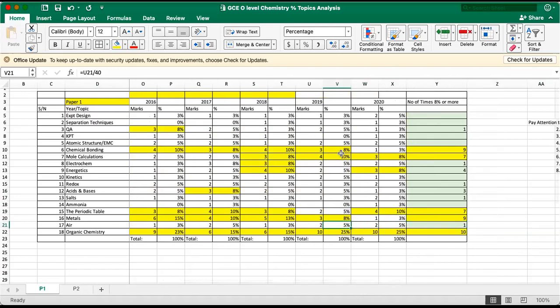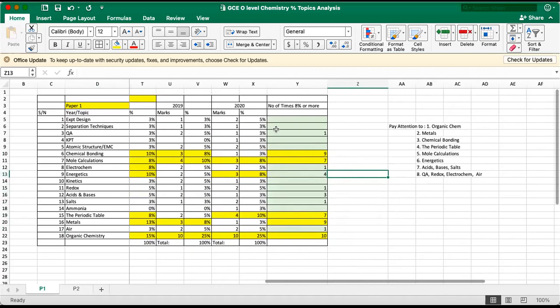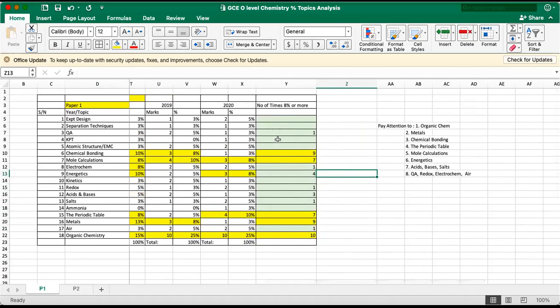I'm not saying the rest of the topics are not important, but I'm just showing you by statistics. If you look at the number of times 8% or more appear, the most common one definitely is organic chem. Number two, metals and periodic table. I put metals above bonding and periodic table because of the breadth of the topic. There are many, many questions that can be asked for metals, followed by bonding and the periodic table.